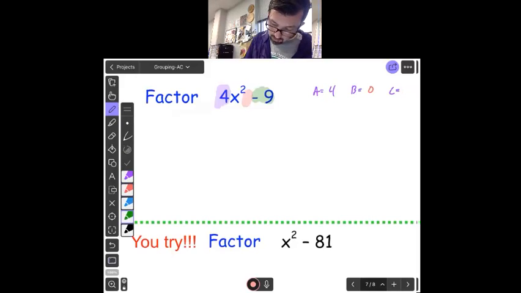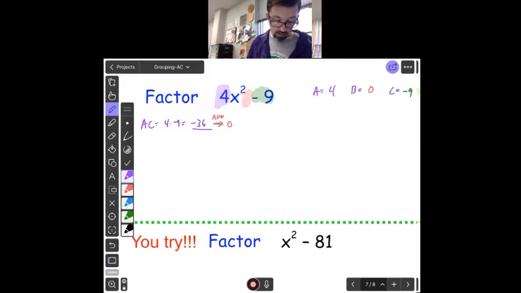It's called the AC method. It's not called the AB. I don't need a B right now. So take my a times my c, so ac would be 4 times negative 9. And later on, you don't need to write that out. You can just go straight to this. And I need that to add to b, which is 0. All right, so I need factors of negative 36 that add to be 0.